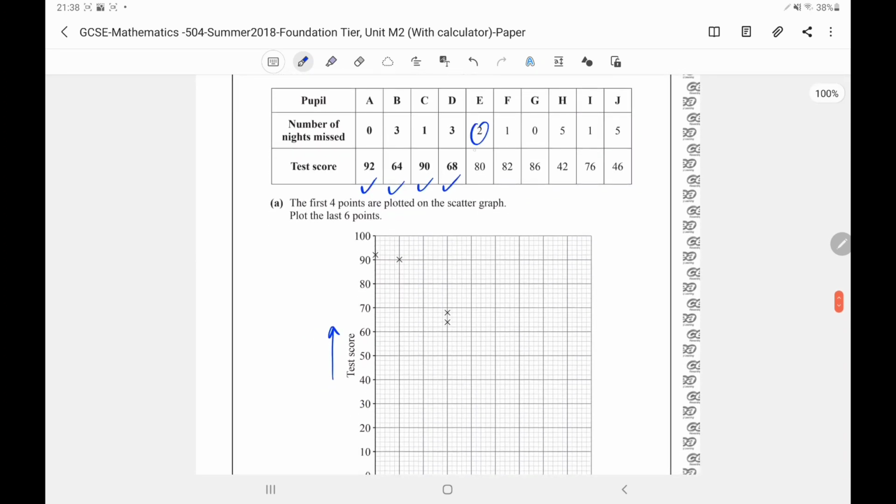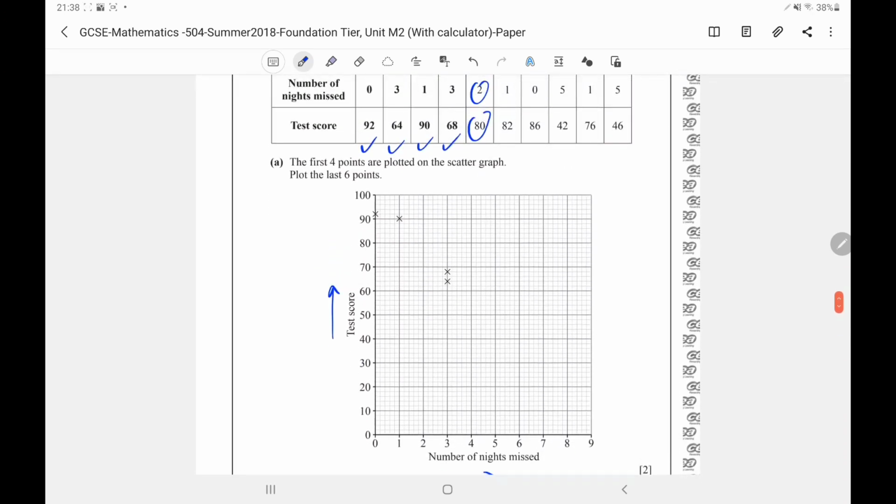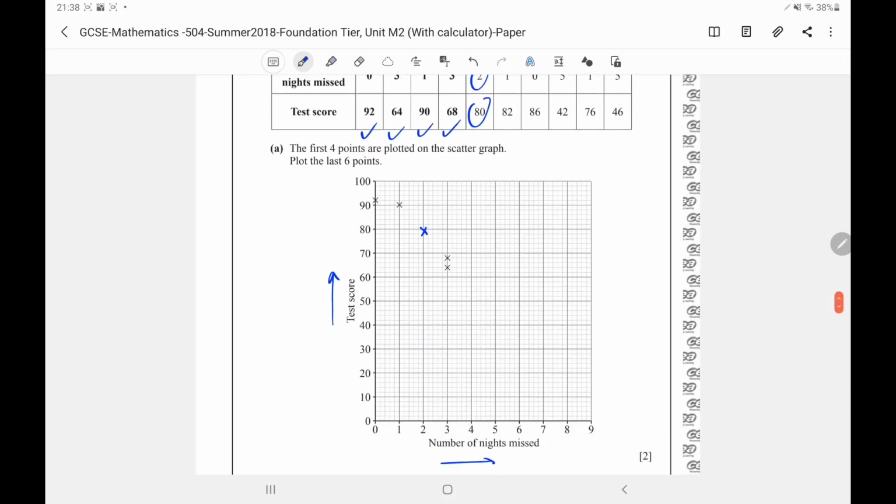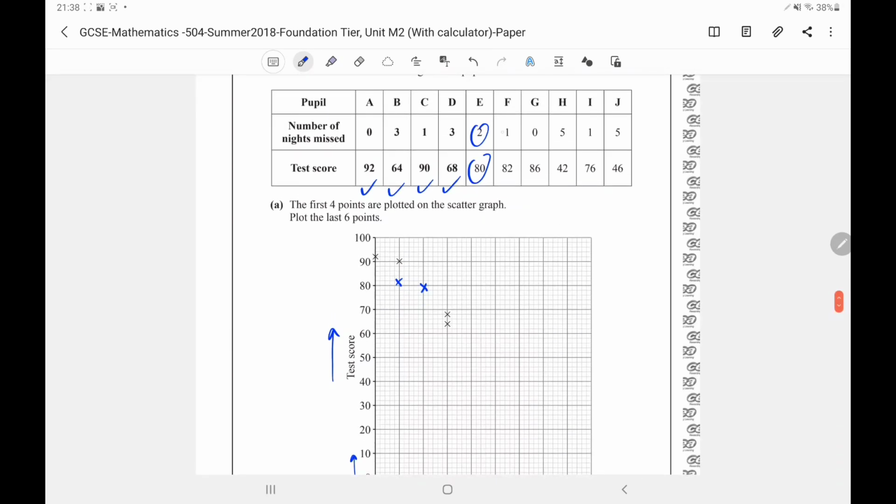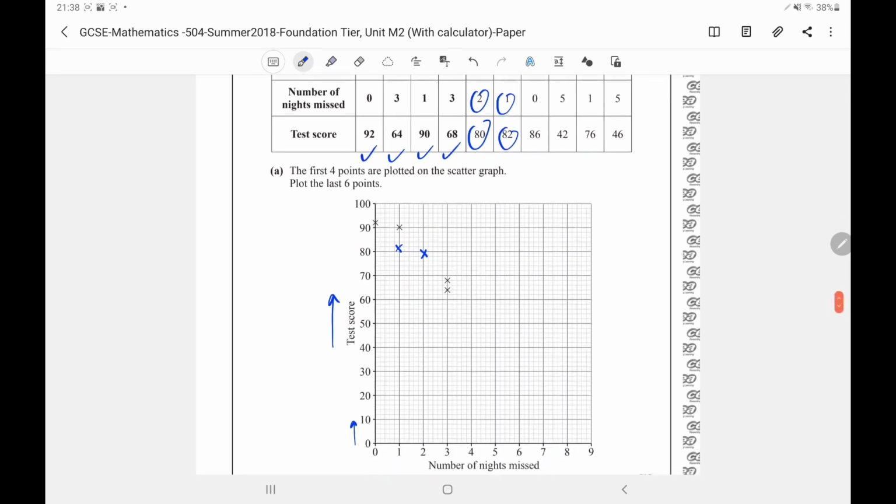So we're going to go across 2 and up 80. So across 2 and up 80 is here. Then we're going to go across 1 and up 82, which is here. Each one of these small squares up here is worth 2. So that one's done. Across none and up 86, here. Across 5 and up 42 is here. Across 1 and up 76. There we go. And the last one, across 5 and up 46, is there.